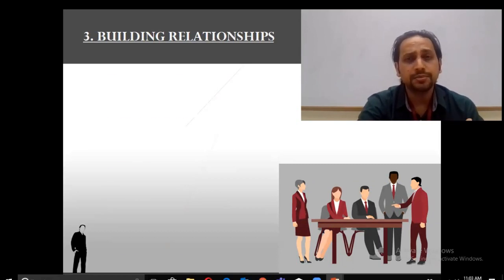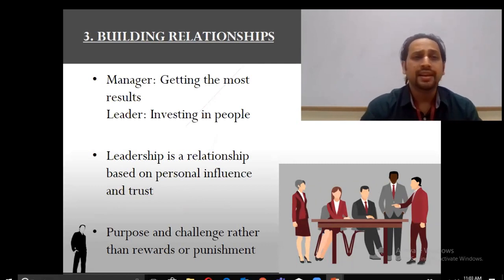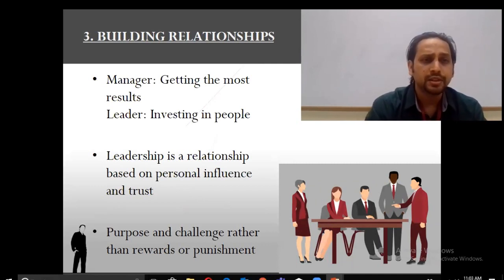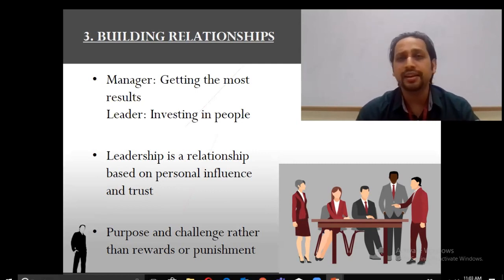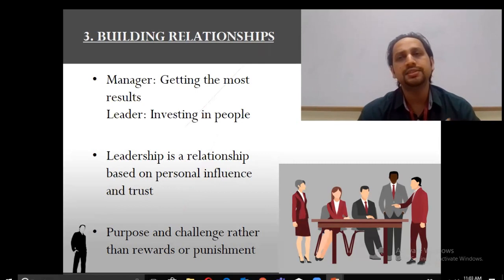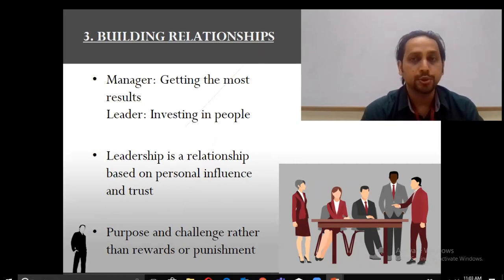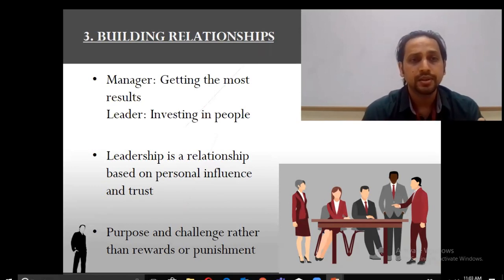In terms of relationships, management focuses more on getting the most results out of people, so that production goals are achieved and goods and services are produced efficiently and effectively. So management is more focused on getting more out of people, whereas leadership focuses on investing more in people so that they are energized and inspired to accomplish the goals.